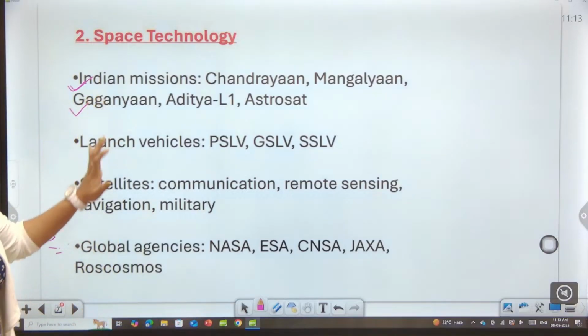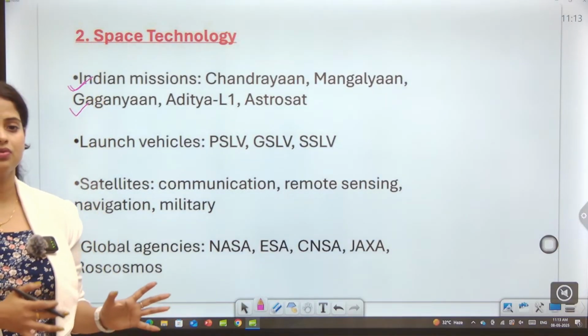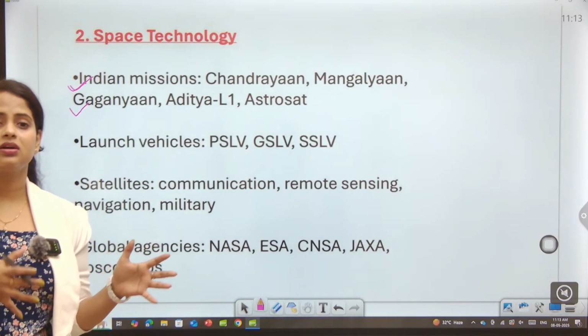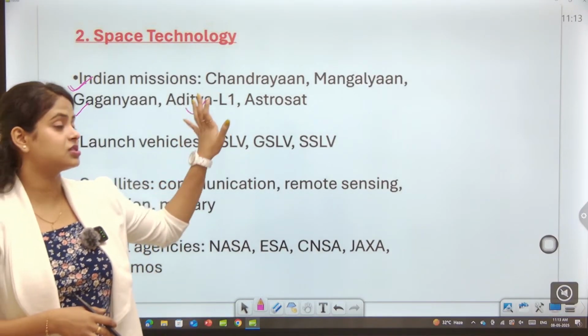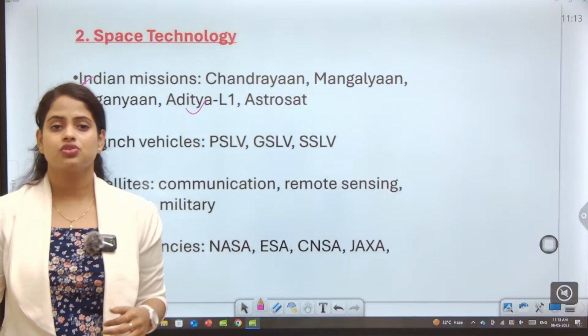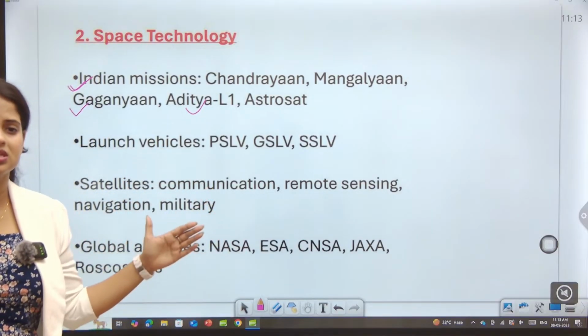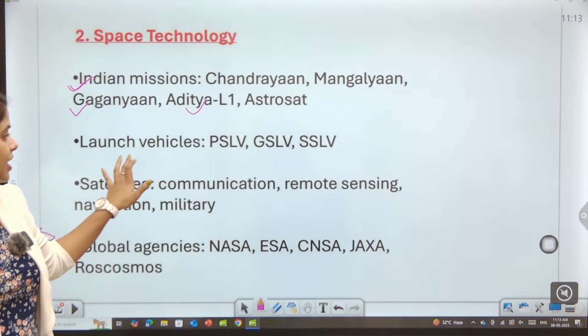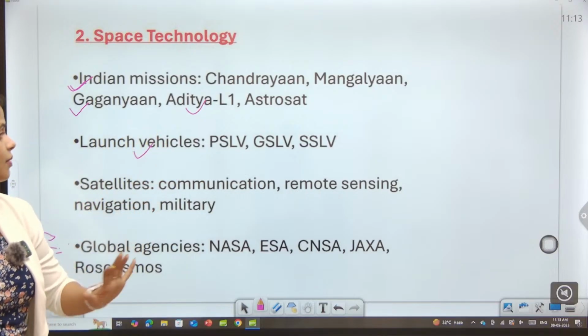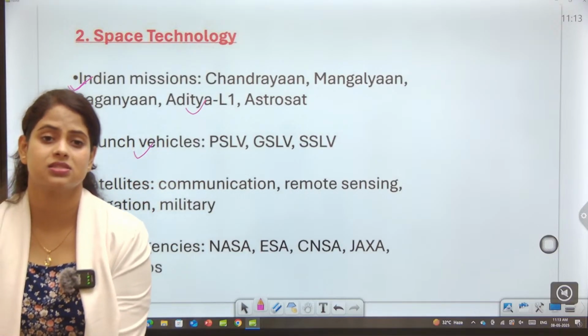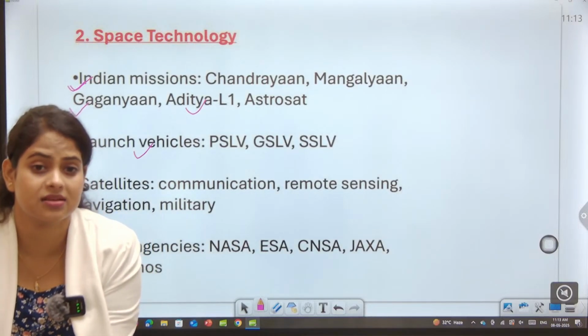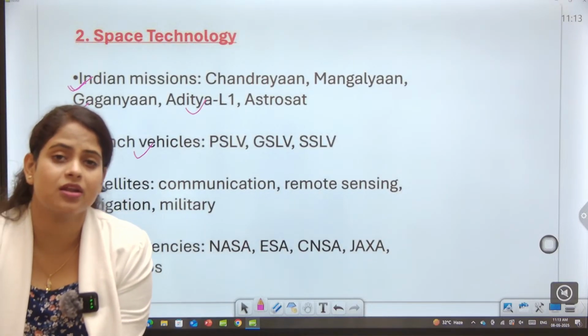So first see the Indian missions. We will read about the Chandrayaan, the Mangalyaan, Gaganyaan, the Aditya L1 solar mission and the Astrosat. So everything is in space technology. Guys, before that you have to see the launch vehicles. That is the PSLV, GSLV, SLV, the SSLV.